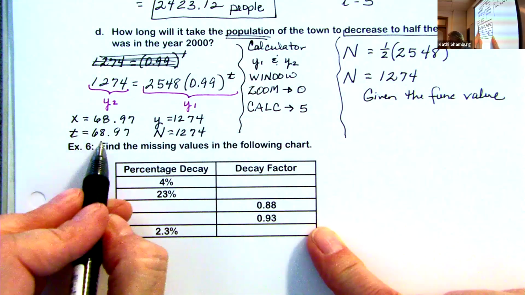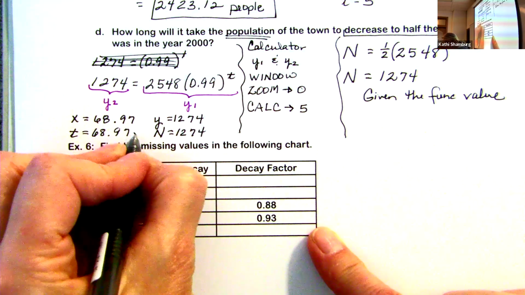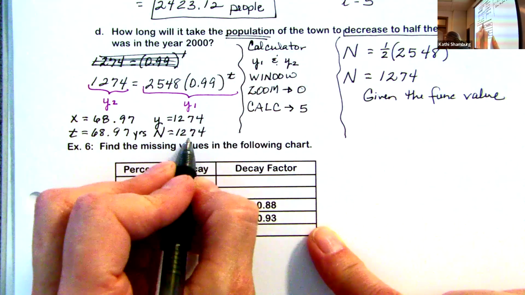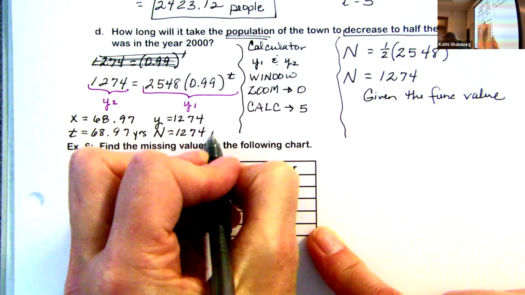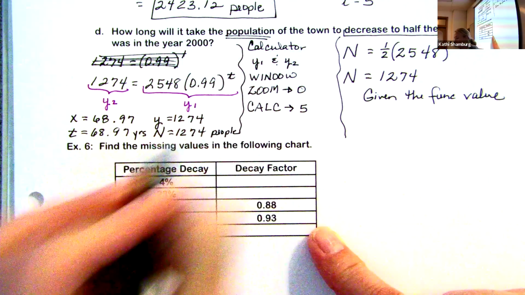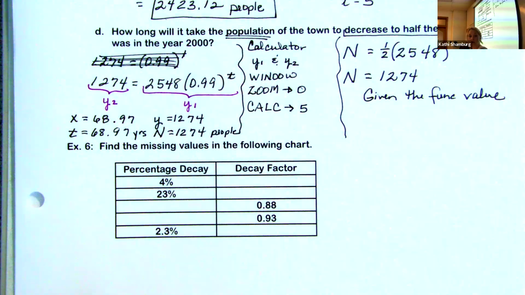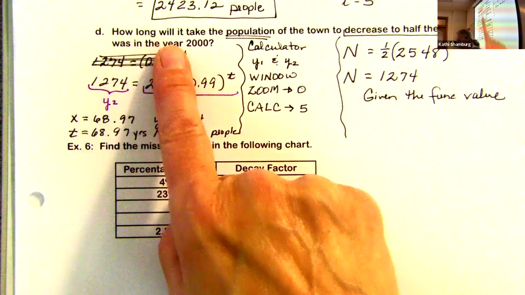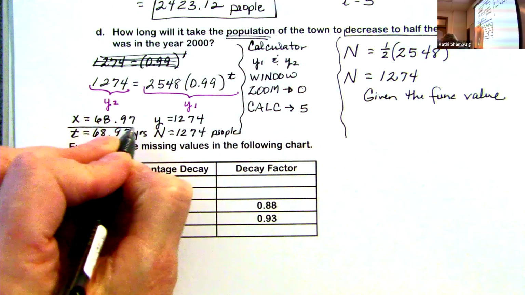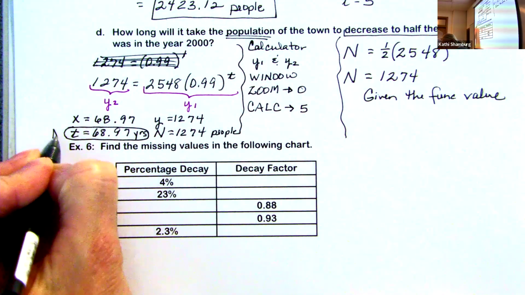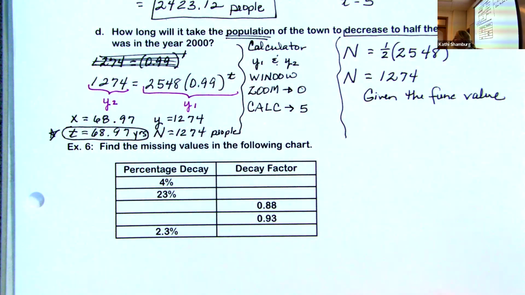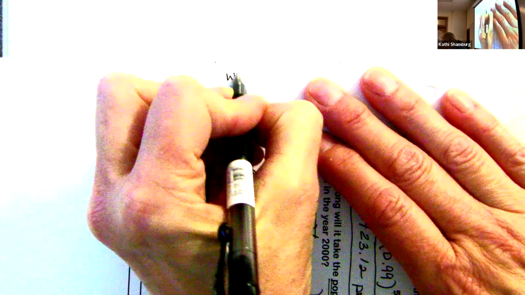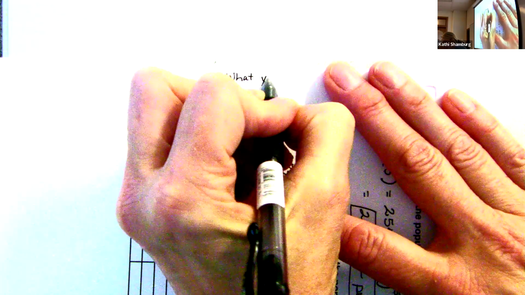And if I label them, this would be 68.97 years, and this would be 1,274 people. Okay, now, which one did it ask for? T. It asked for T. How long would be years? So the answer to this question is T equals 68.97 years. Now, what if I asked you, and I'm running out of room, so I'm going to turn it this way, what year is that?